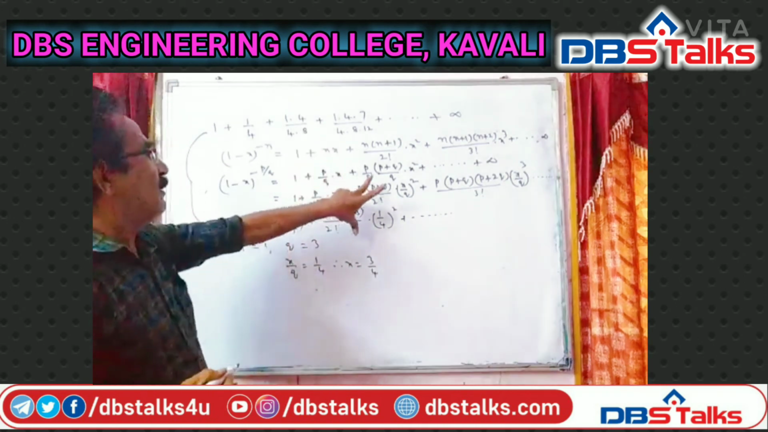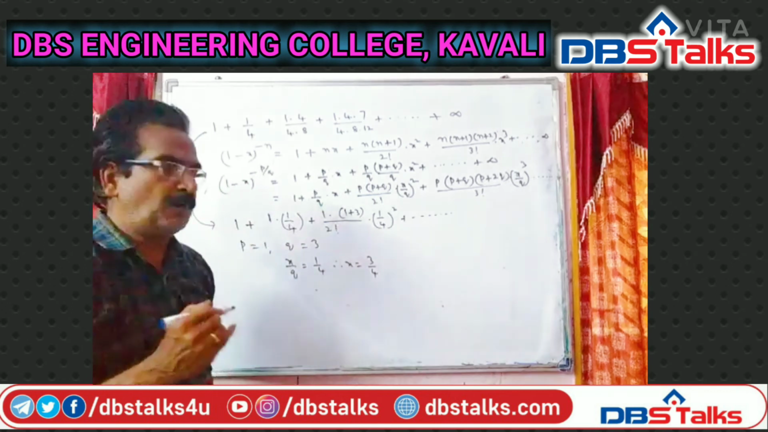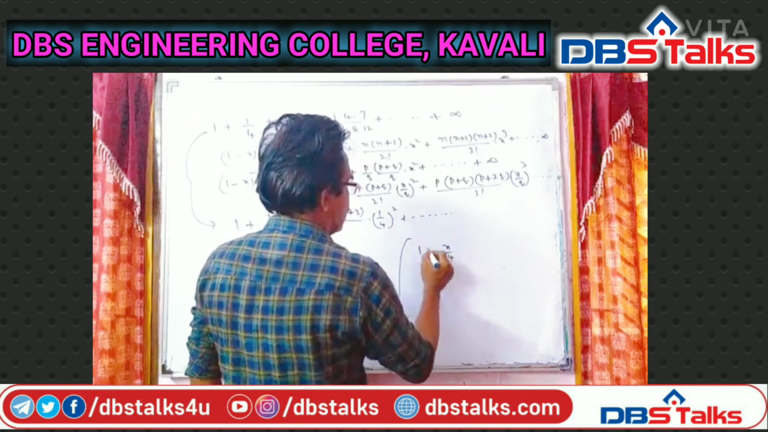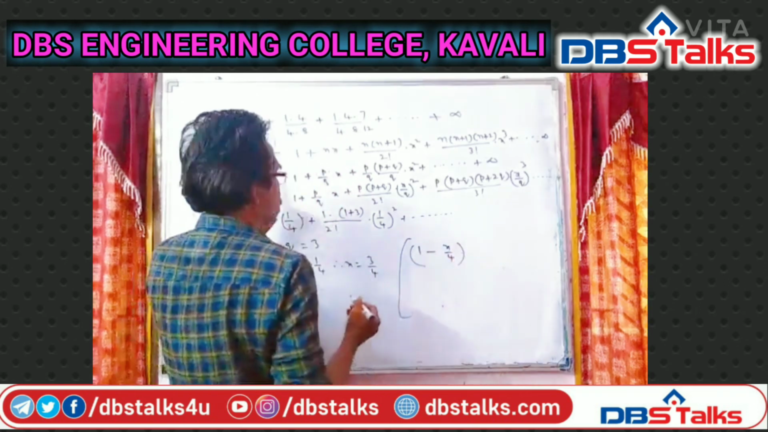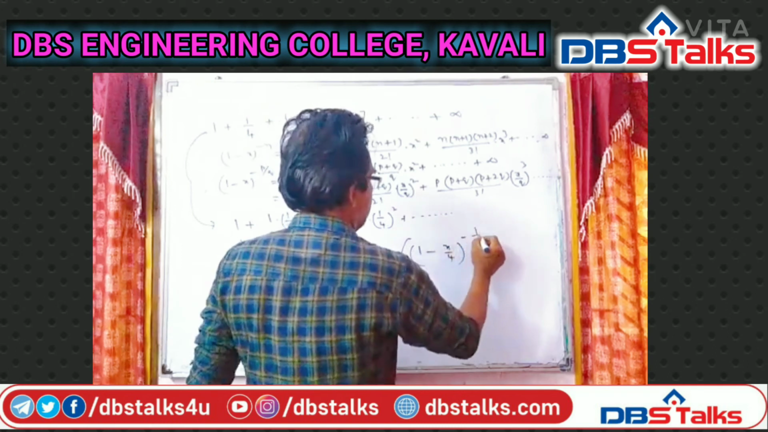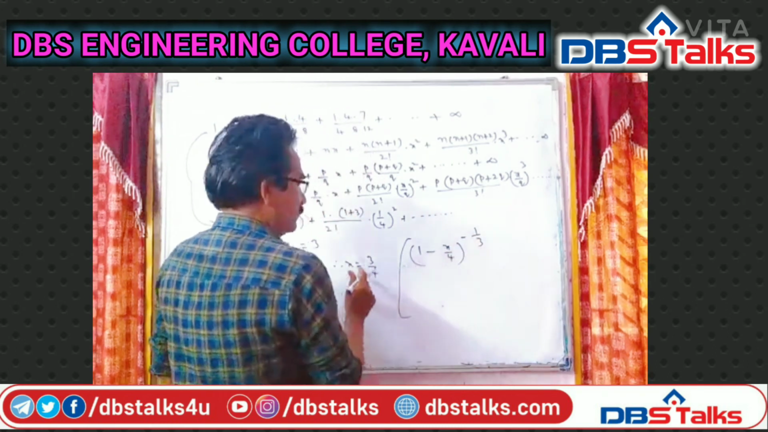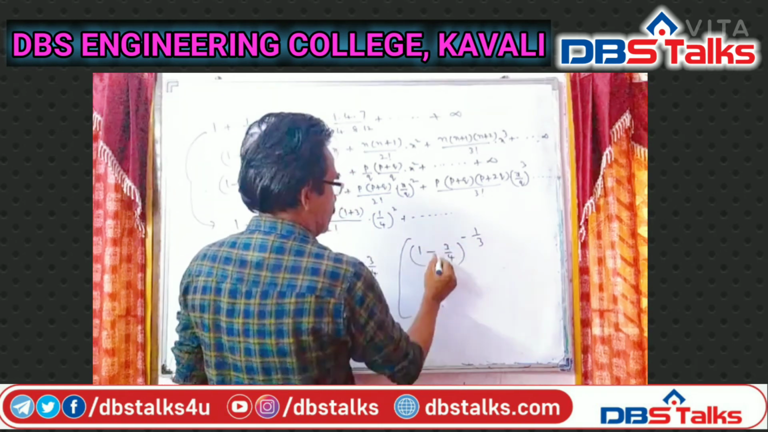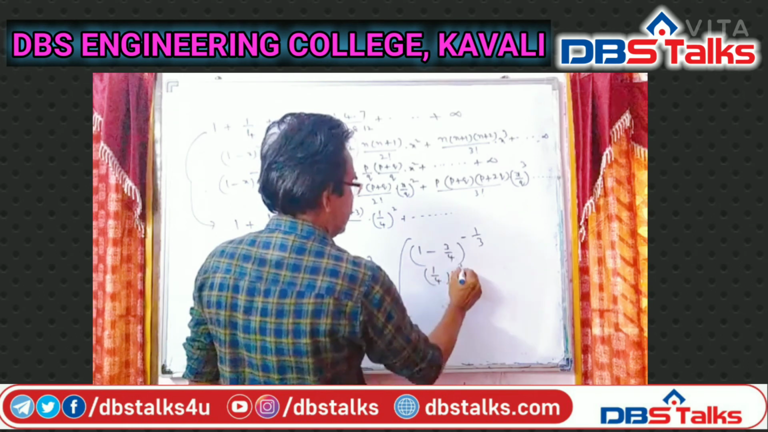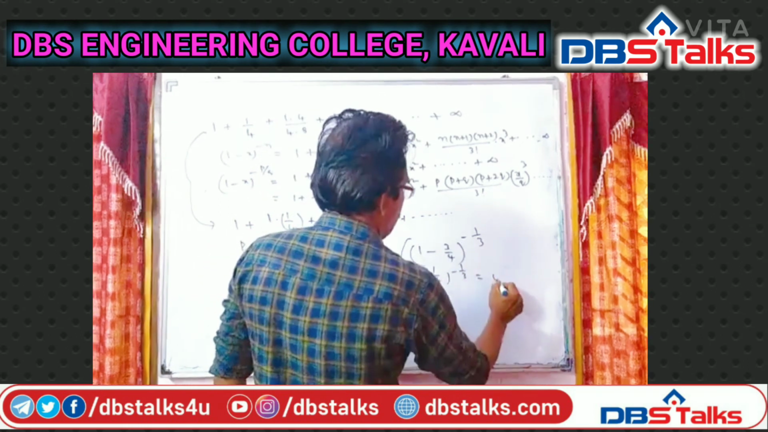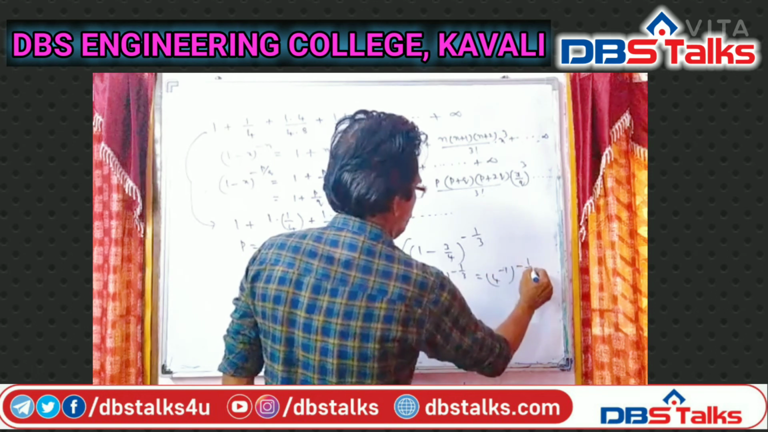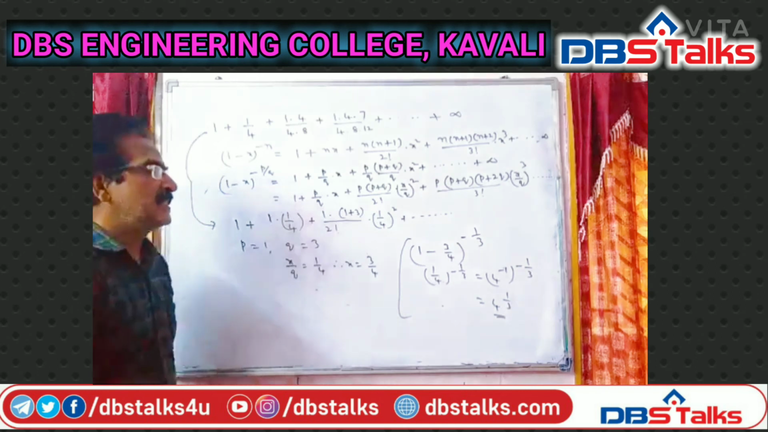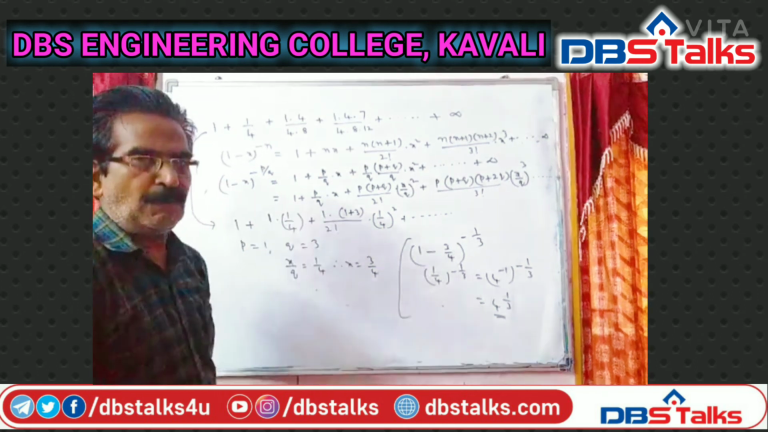So, all this expression is equal to (1 minus x) whole power minus p by q, that is (1 minus x) whole power minus 1 by 3. 1 minus x means 1 minus 3 by 4, which is 1 by 4, so (1 by 4) whole power minus 1 by 3. 1 by 4 means 4 power minus 1, so (4 power minus 1) whole power minus 1 by 3. This is equal to 4 power 1 by 3. So the answer to this is 4 power 1 by 3, friends.